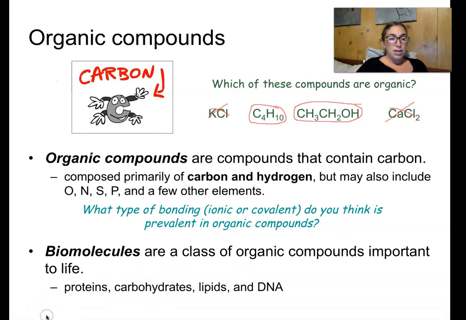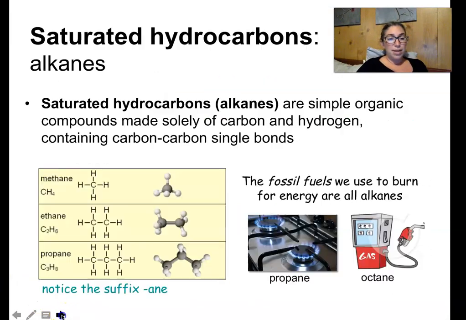So, get my cursor back. Here we go. So the simplest type of organic compound is a saturated hydrocarbon. Hydrocarbon literally means it's made of hydrogen and carbon. And saturated means that it has all single bonds between the carbons so that the carbons are saturated, or bonded to the maximal number of hydrogens they can be. So we call these saturated hydrocarbons alkanes.